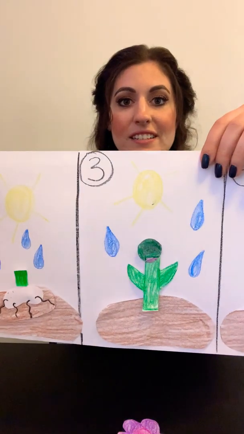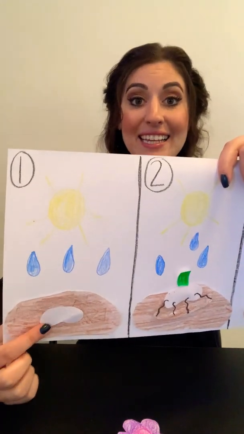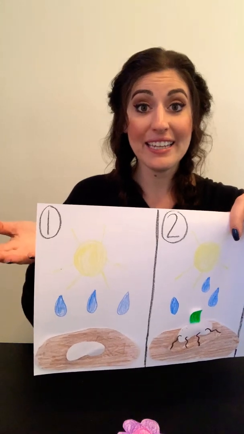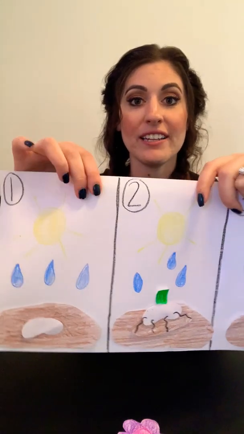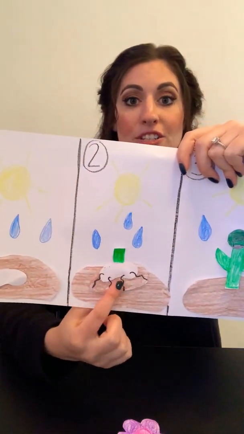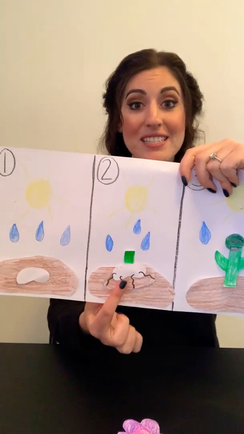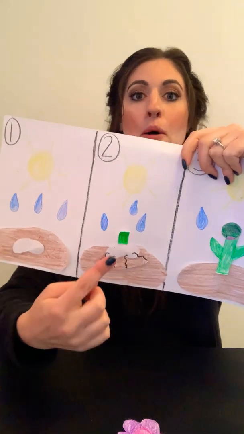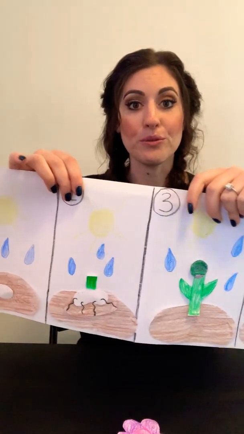Okay, there it is. So let's go back to the beginning. We have box number 1, our seed in the dirt. That's right. And to help it grow, it needs, yes, good answer, sun and rain. In box number 2, we have our seed starting to grow roots, and it started to sprout. And who remembers what this is called? A seedling. Good remembering. But it still needs the sun and the rain to help it grow.